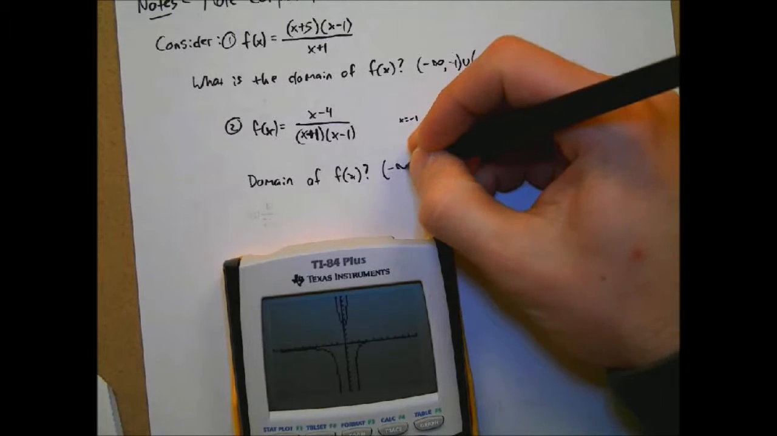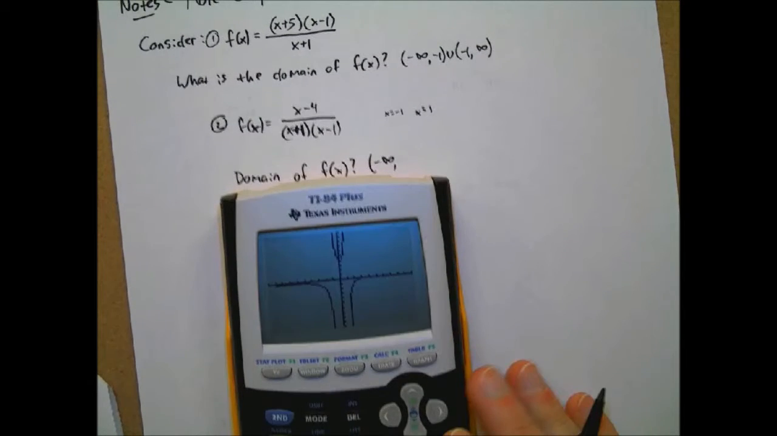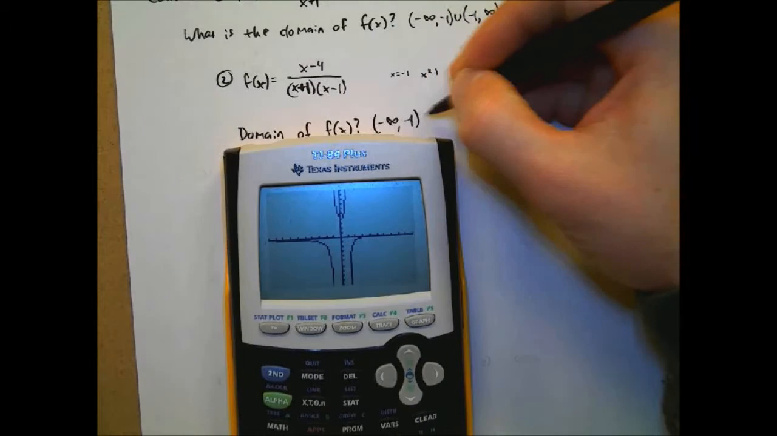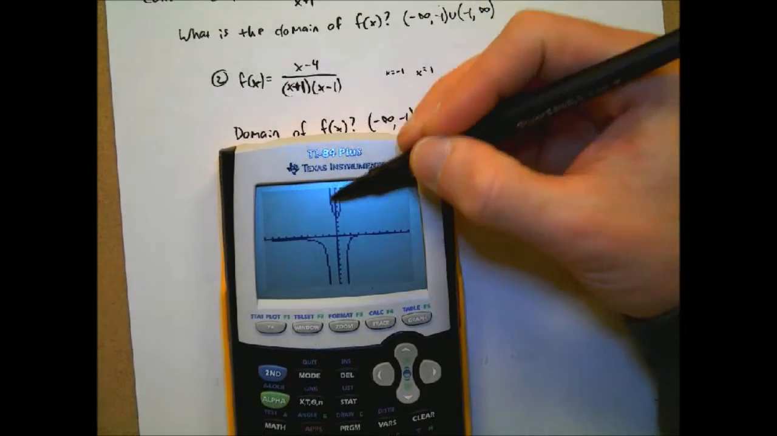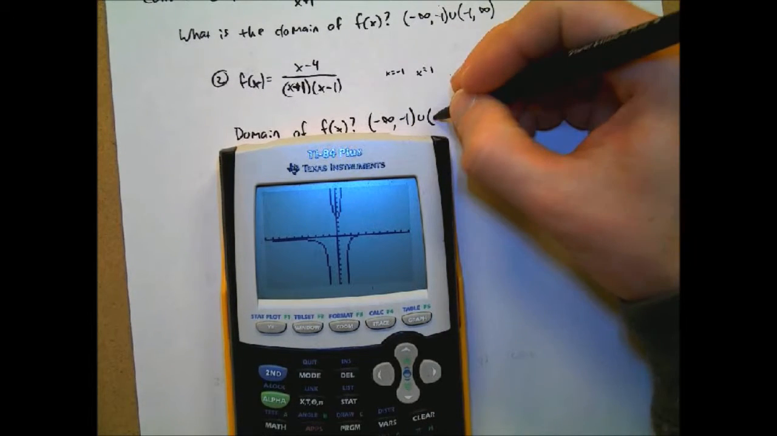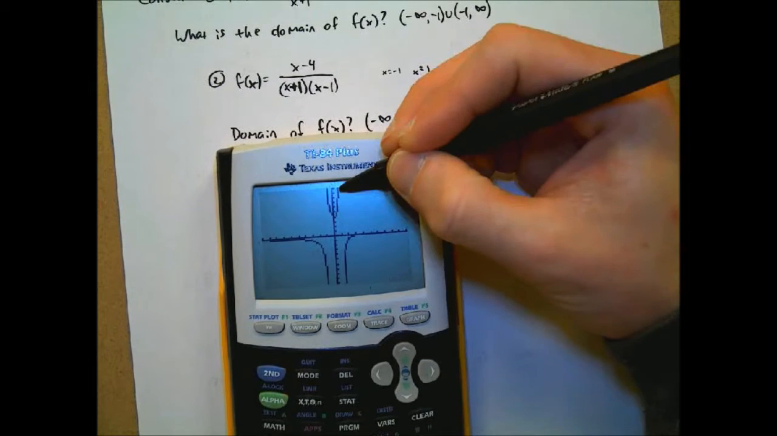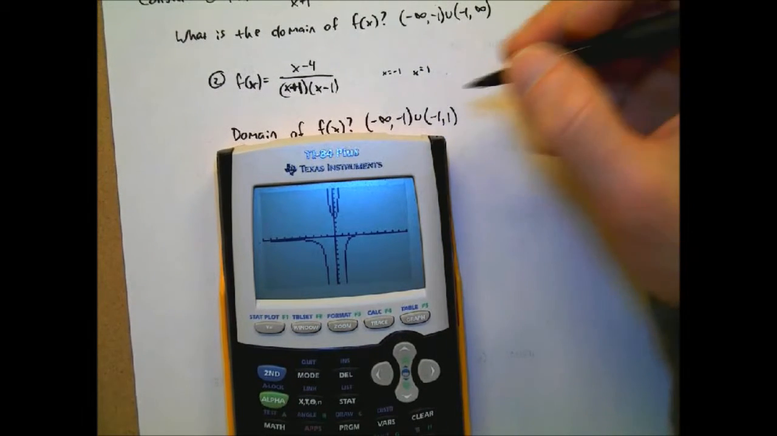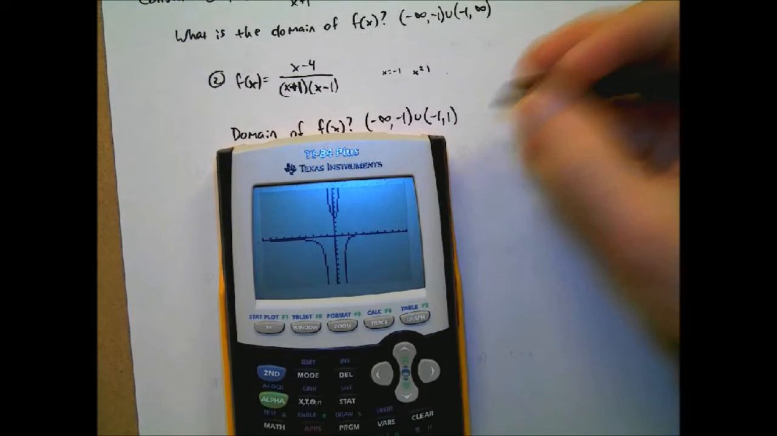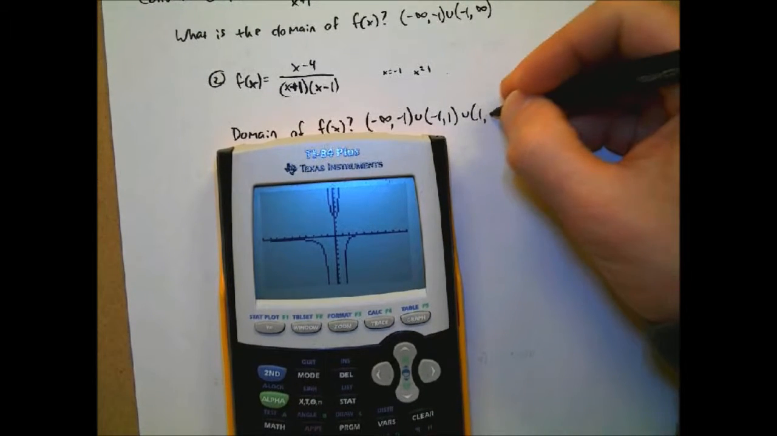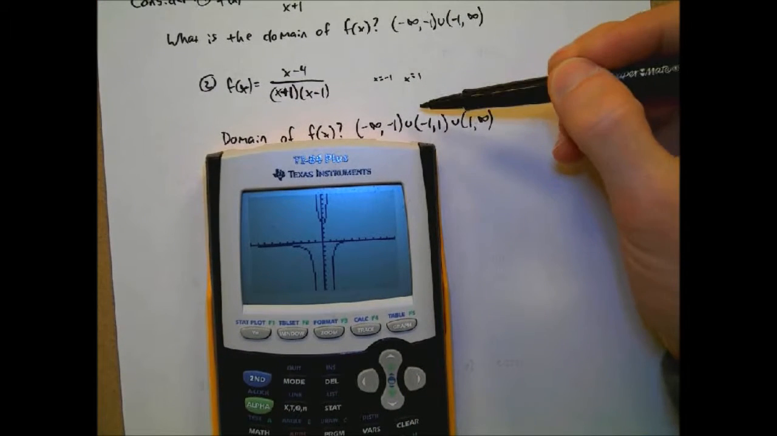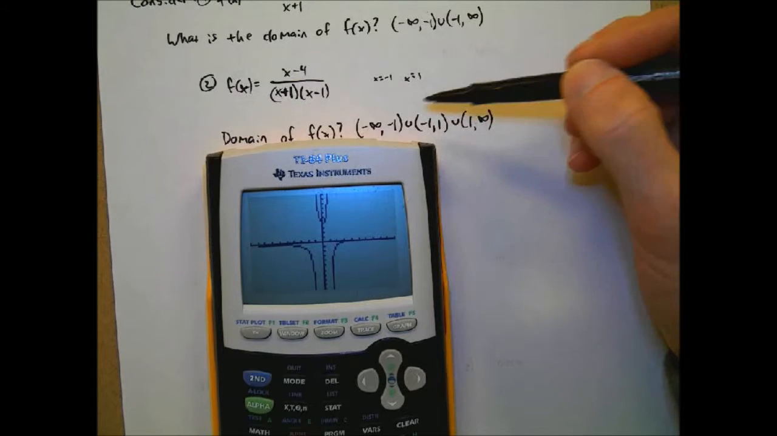-infinity to -1, union we'll pick back up here after the -1 though, because there's a little bit of graph right there, -1 to 1. Then we have to skip the 1, and we pick back up at the 1 and go to infinity there. So we broke up our number line: -infinity to -1, -1 to 1, 1 to infinity. We're taking out the -1, we're taking out the 1 there.